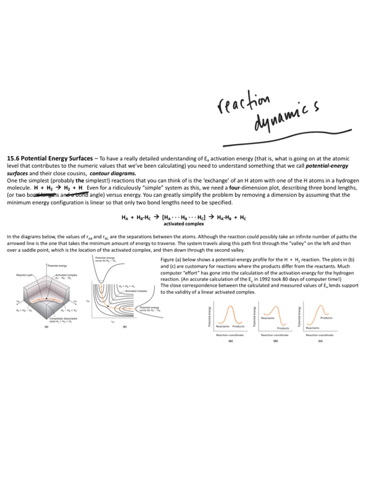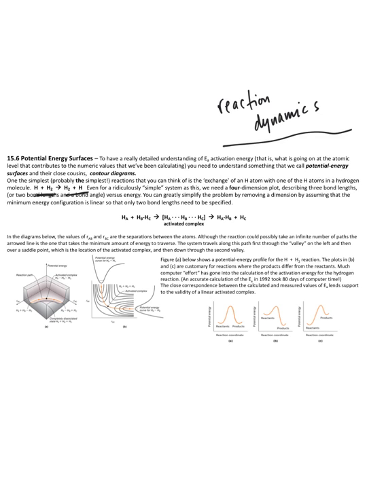Even for a ridiculously simple system such as this, we need a four-dimensional plot, which describes 3 bond lengths, or 2 bond lengths and a bond angle, versus energy. You can greatly simplify the problem by removing a dimension by assuming that the minimum energy configuration is linear, so that only 2 bond lengths need to be specified.